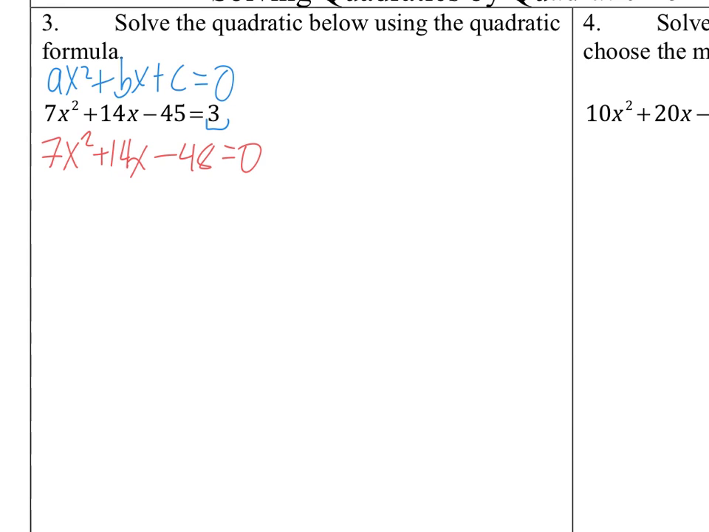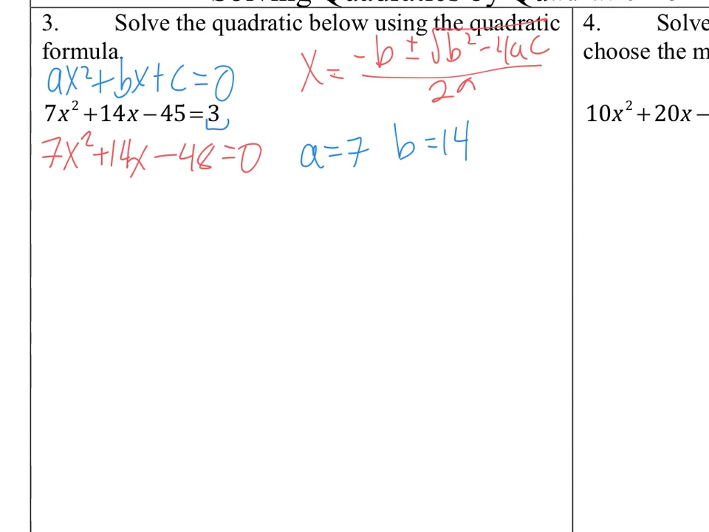I know the quadratic formula is x is equal to negative the b term plus or minus the square root of the b term squared minus 4ac, all divided by 2a. And I need to know what a, b, and c are based on my equation. We know that a is the number in front of the x squared, so a is equal to 7. b is the number in front of the x, b equals 14, and c is the number by itself, otherwise known as the constant, c equals negative 48.